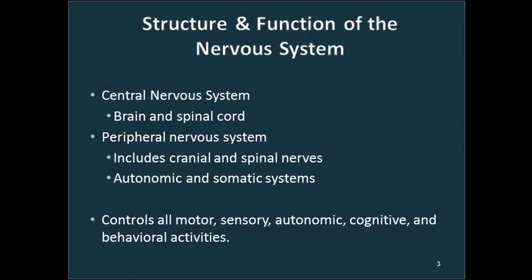The somatic system has to do with all of those bodily functions that we do think about. The voluntary nervous system, or voluntary control of the body, voluntary control of body movements. So somatic is like purposeful movement. So the peripheral nervous system controls all motor, sensory, cognitive, behavioral, controls everything.